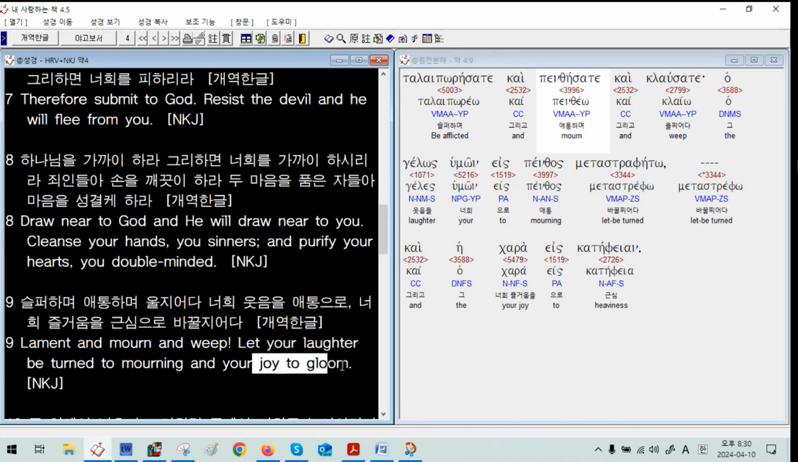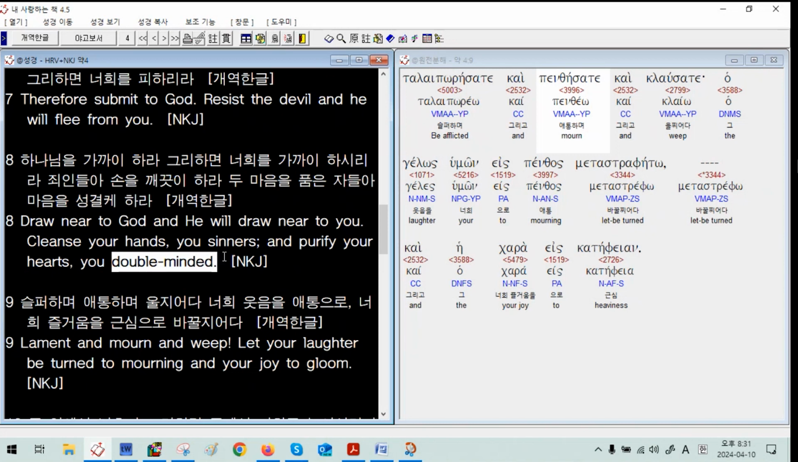Totally different happy the Bible is talking about. Why do you need to lament, mourn, and weep? Because you are double-minded. Because you are sinners. Because your heart is not clean. Your hands are not cleansed. You are not trying to draw near to God because you are double-minded.